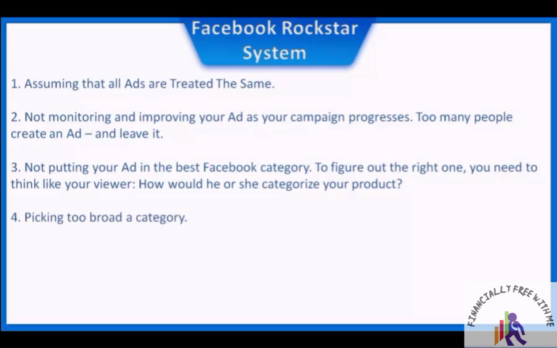4. Picking too broad a category. This is a mistake usually born of inexperience. No, it's not better to reach 1 million readers in the hope that a handful might actually be interested in your ad subject. It's better to narrow your focus to an exact, small target group, one that will give you comparatively higher conversions, sales. That is where Facebook advertising comes into its own.